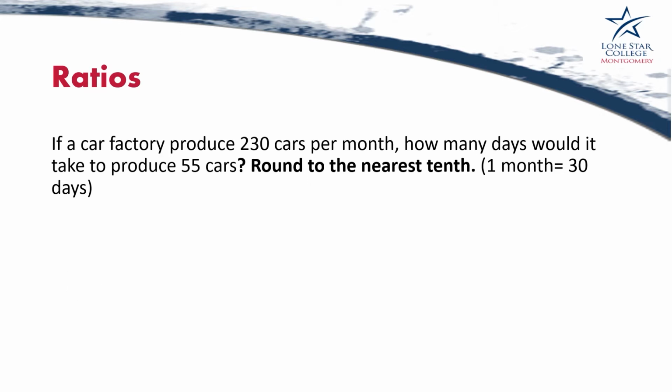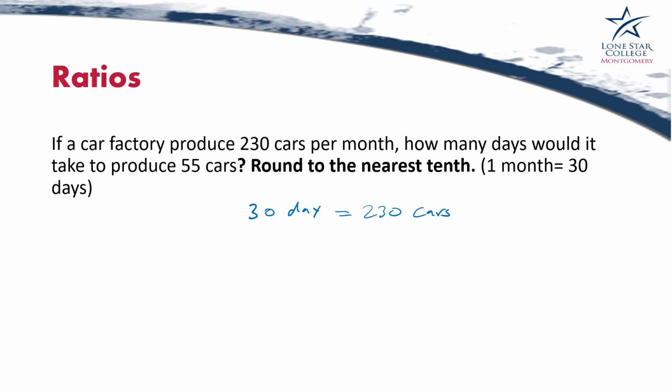So first thing we want to do is set up our initial ratio. We know that a car factory produces 230 cars per month. So that means in 1 month, the factory produces 230 cars. But the question is saying how many days would it take to produce 55 cars? Because we're talking about days, our unit of time, instead of 1 month, they tell us that is equal to 30 days. So instead of writing 1 month here, we want to make it 30 days because that's the unit of time we are working with.